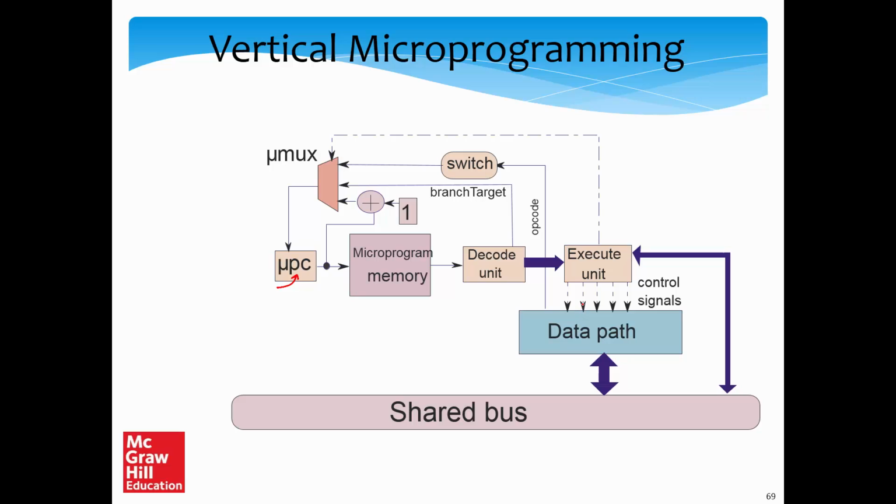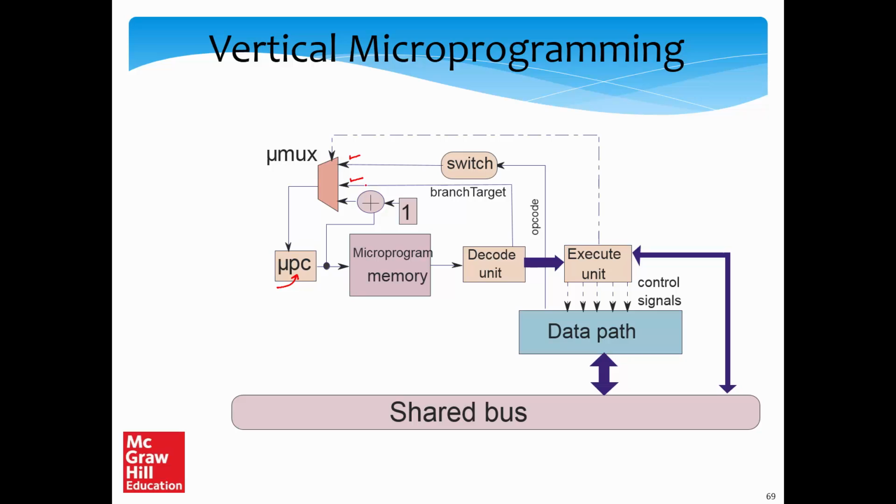And that's how the execution is performed. In addition, the data path sends the opcode to a specialized unit called switch, which tells the microcode unit which location in the microprogram memory to jump to. That is one input of this multiplexer. In addition, we can have a micro branch so that we can have a branch target.